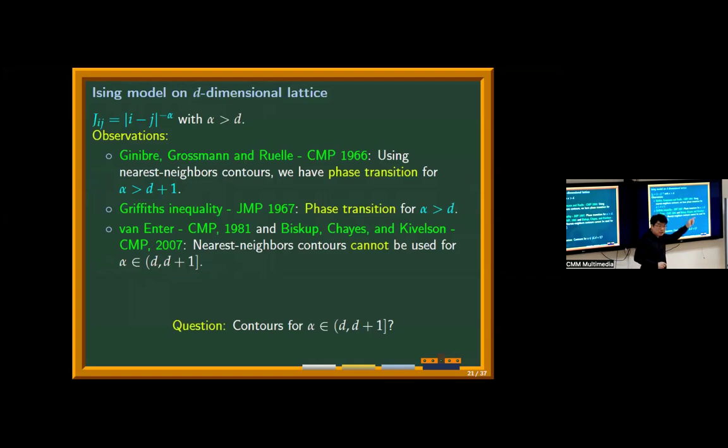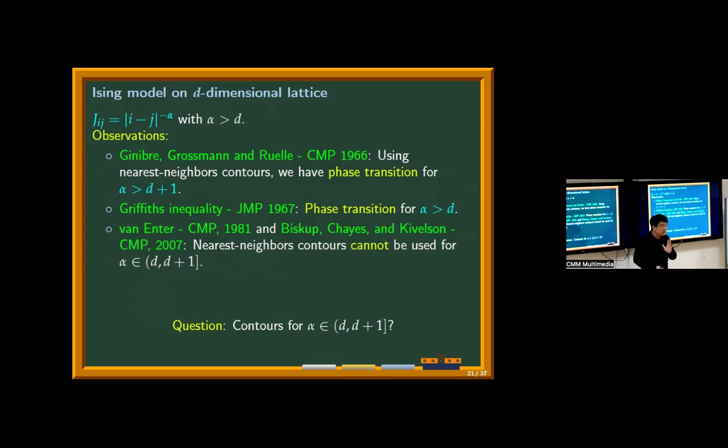An interesting thing is that they are using the usual nearest neighbor contours to prove that. Later on, Griffiths, by using his inequality, since we know that there is a phase transition for the nearest neighbor, adding more interaction in the ferromagnetic model makes sure that we have much more chance to have a phase transition, it's a much stronger energy. So for sure, we conclude a phase transition for alpha larger than d. Now we have a natural question. Is it possible to use that contour for alpha between d and d plus one? These two works are not really related to that question, but from their works, it is possible to conclude that it's not possible.